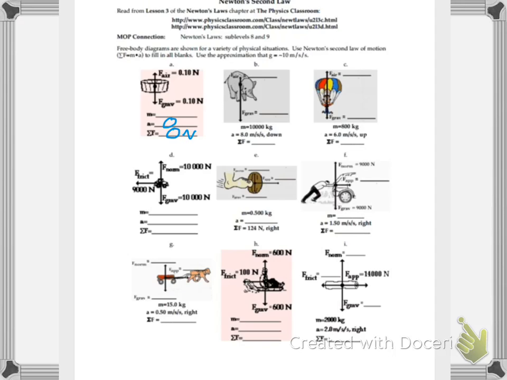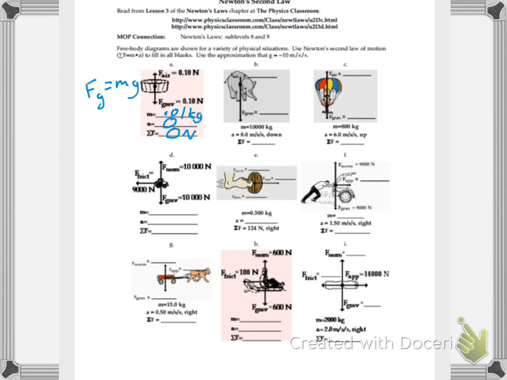To find the mass of this object, we use the force due to gravity, Fg equals mg, where g is always 10. And in this case, we can call it negative 10 because that force due to gravity is negative 0.1. So if we do negative 0.1 divided by negative 10, we will get a mass of 0.01 kilograms.